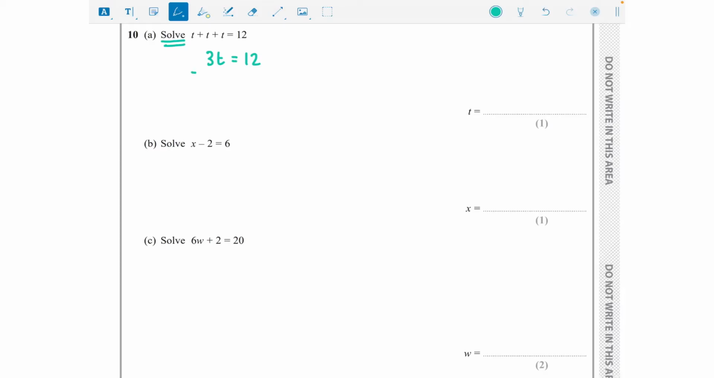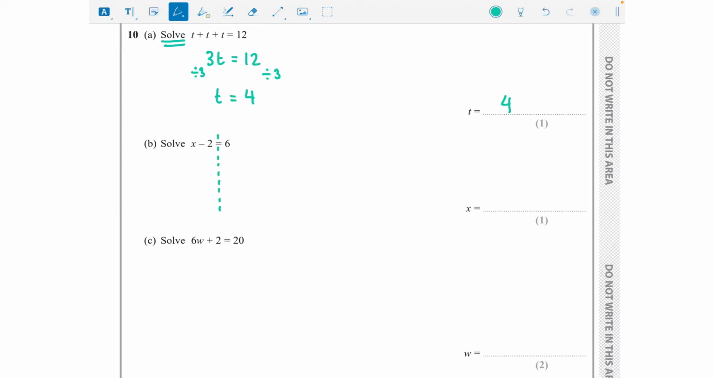So if we divide this side by 3, and we divide this side by 3, we'll just get 1 lot of t, and that equals 4. And that makes sense because 4 add 4 does make 12, and they'd all have to be the same number because they're using the same letter. So t equals 4.